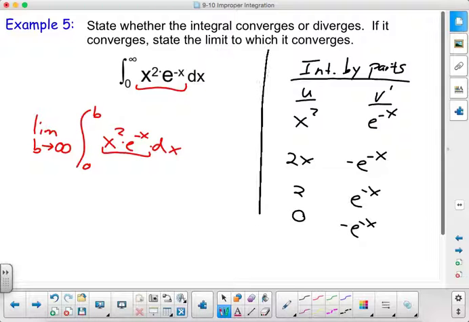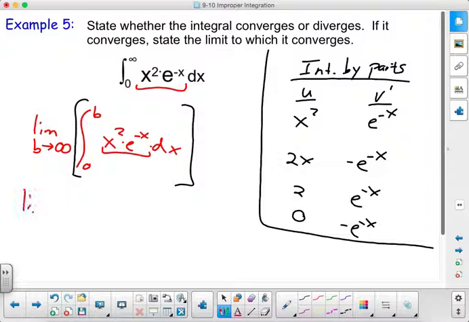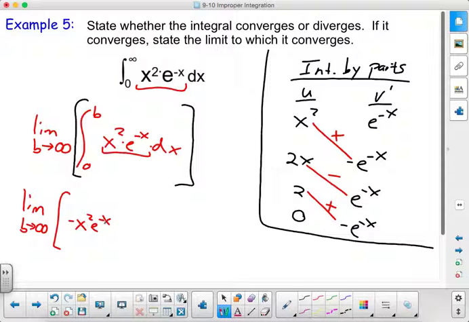So that's kind of a little side piece here. So if I asked you, what is this integral from here to here? I still have this limit. So limit as b goes to infinity. But what is this going to be based on integration by parts? Plus, minus. So how do I write that out? So negative x squared e to the negative x.